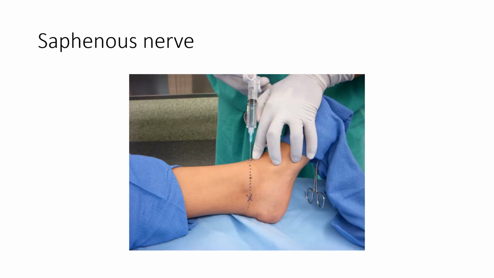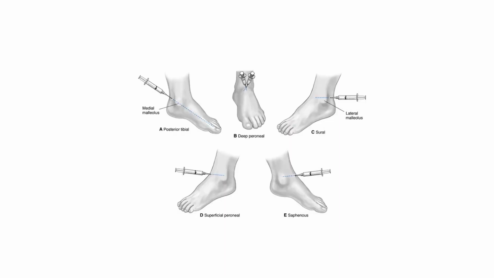Now we'll block the saphenous nerve in the medial aspect. We have already marked the anatomy, so we are blocking in the medial aspect from the anterior part of the medial malleolus to the posterior aspect of the medial malleolus. Okay, and the position of the foot is neutral. So we have blocked the 5 nerves, 2 deep nerves and 3 superficial nerves.